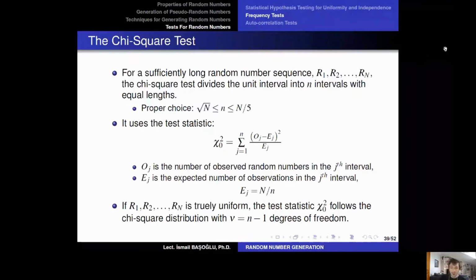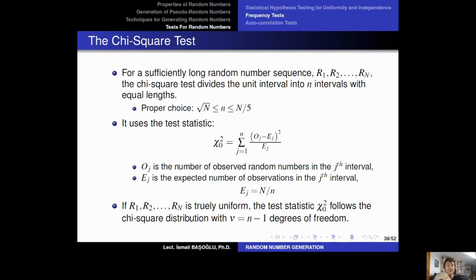We are going to continue from the chi-square test. Maybe you have already heard about it in a statistics course. Chi-square test is another test which can test the uniformity of random numbers generated through a random number generation scheme. However, there are some drawbacks of the chi-square test compared to the Kolmogorov-Smirnov test.